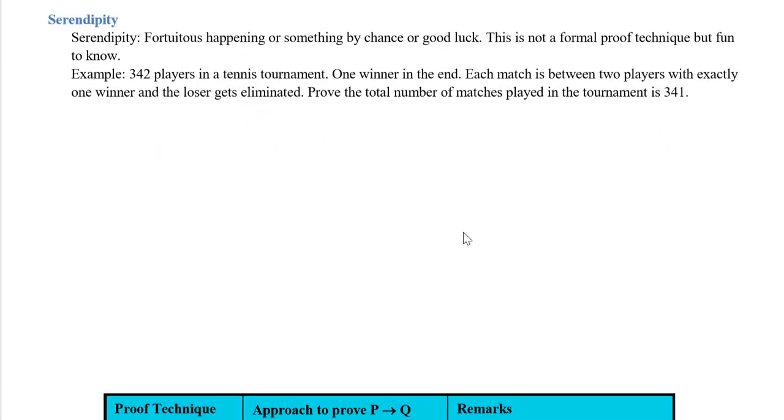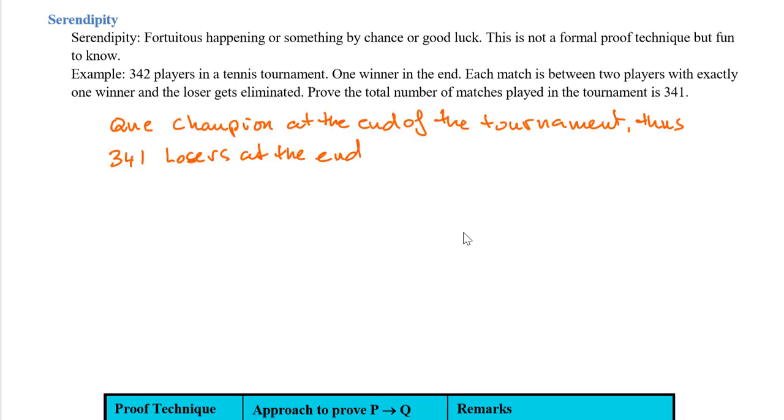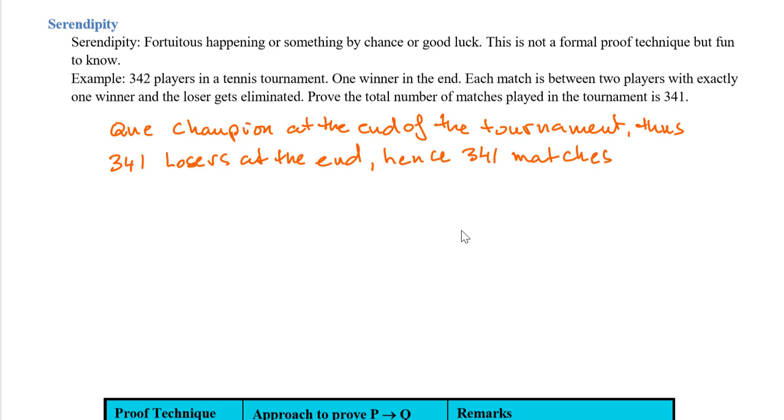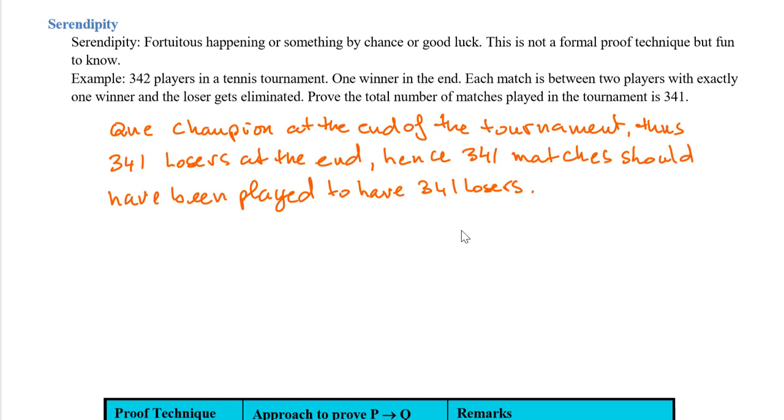The other proof sometimes used is called serendipity, which is basically not a formal proof technique, but it's fun to know. So let's see an example. 342 players in a tennis tournament, one winner in the end. Each match is between 2 players with exactly 1 winner, and the loser gets eliminated. Prove that the total number of matches played in the tournament is 341. So there is 1 champion at the end of the tournament, and therefore we have 341 losers. Hence, 341 matches should have been played to have 341 losers. So this is not, as I said, a formal proof technique, but it's just fun.